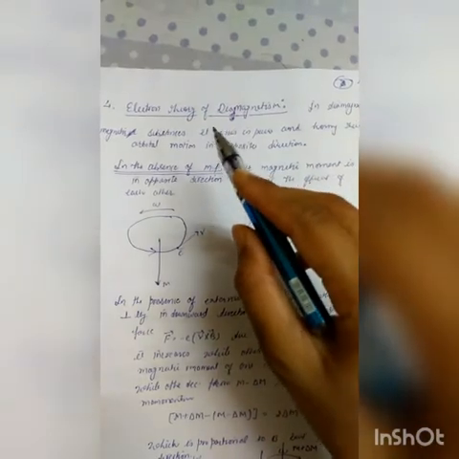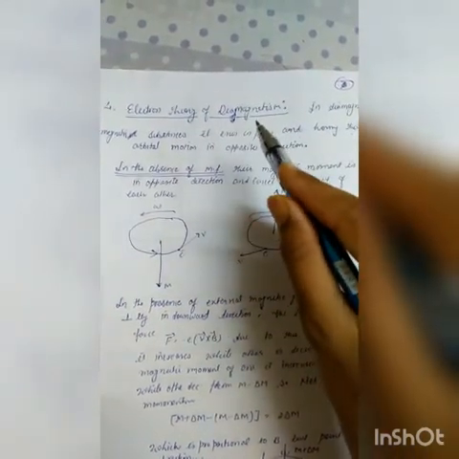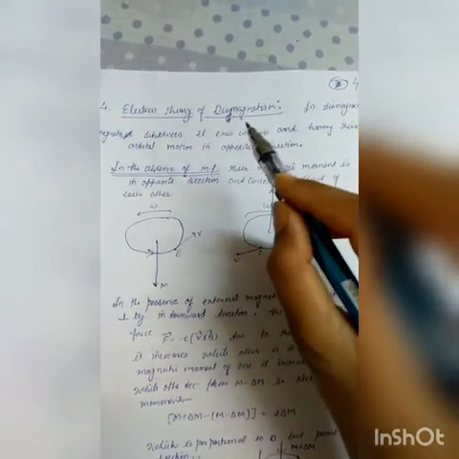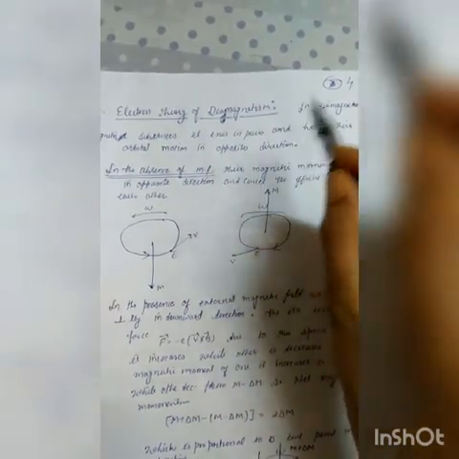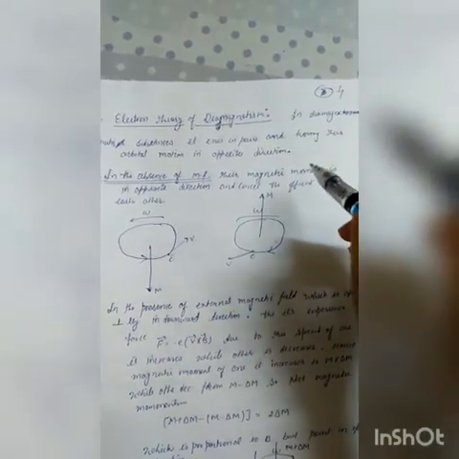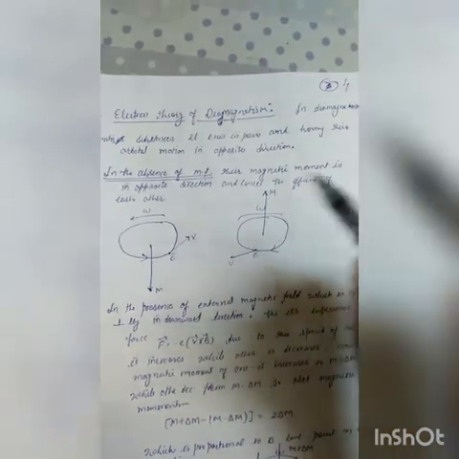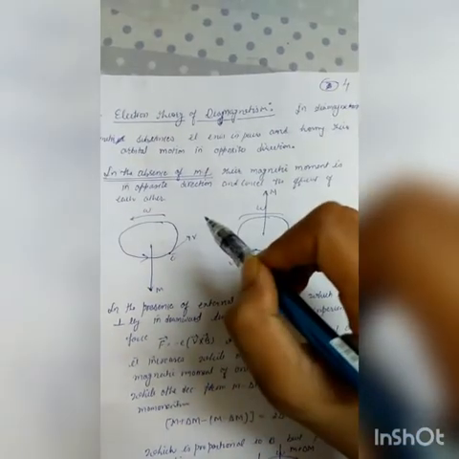Next, we have the electron theory of diamagnetism. As the name indicates, in the diamagnetic atom, there is a pair of electrons which are moving in opposite directions. One is moving in a clockwise direction and another is moving in an anti-clockwise direction. In the absence of a magnetic field, their magnetic moments are in opposite directions and cancel out the effect of each other.